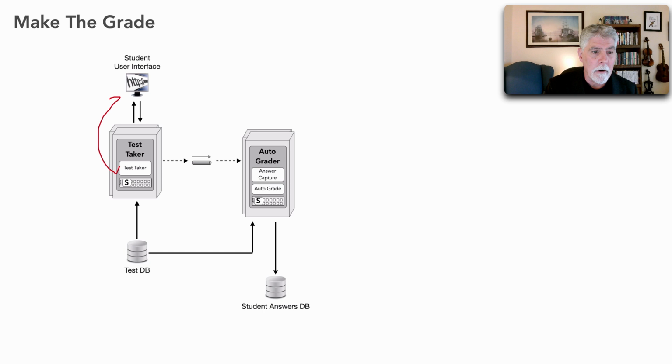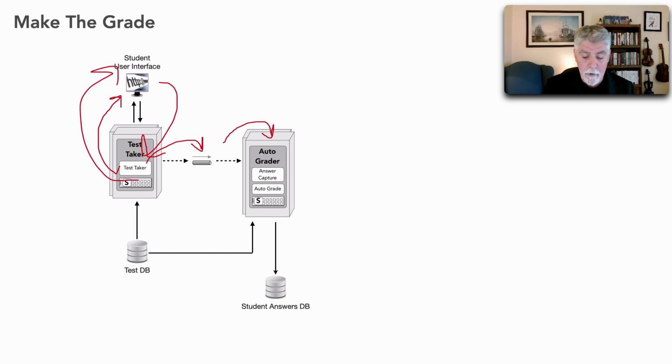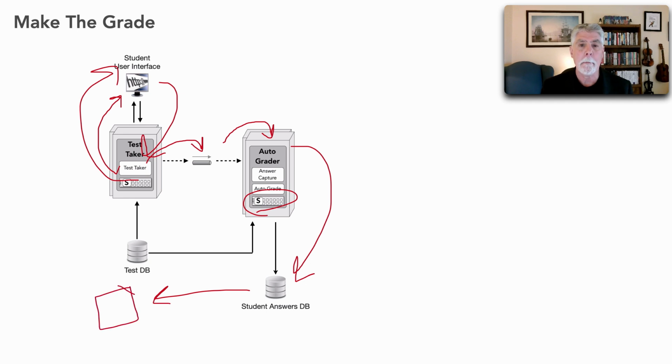Questions from the test taker are delivered up to the student through a student user interface. The student answers a question, and that gets received by the test taker. The test taker then forwards that answer to a queue and then delivers the next question to the student. Meanwhile, the autograder dequeues that answer, compares it against a cached answer key, and marks it either correct or incorrect, and inserts it in a student answer database, which is then used for later reporting.